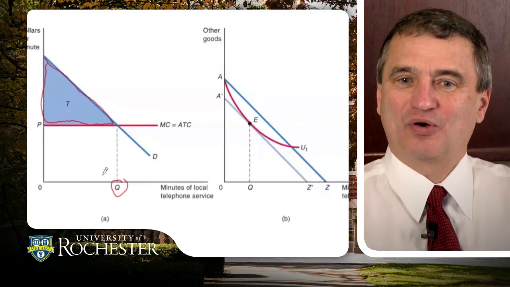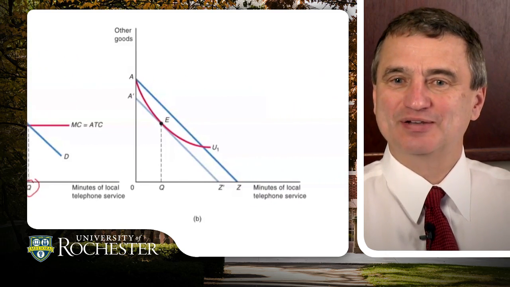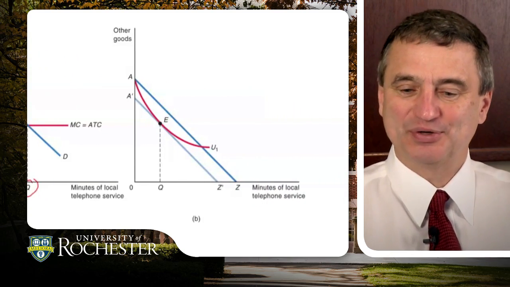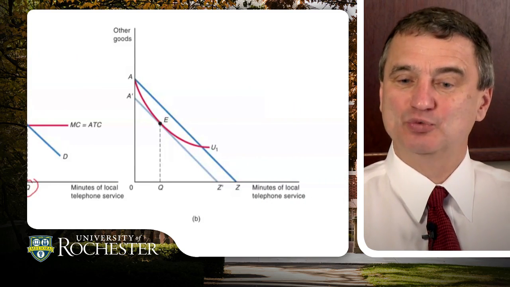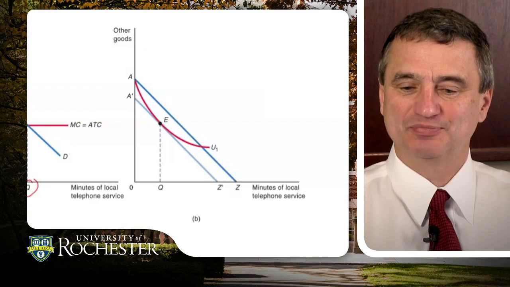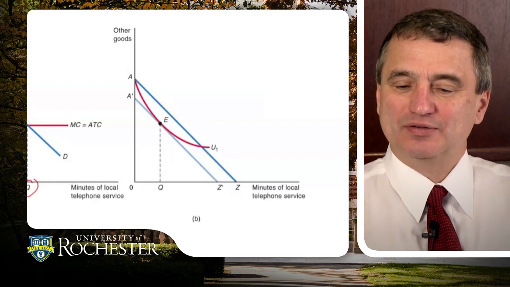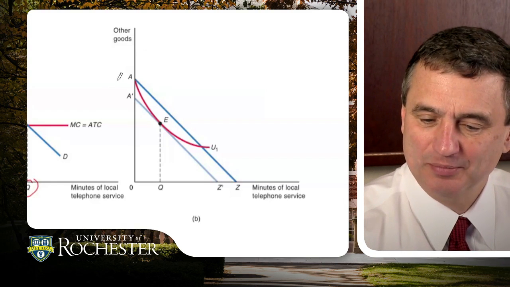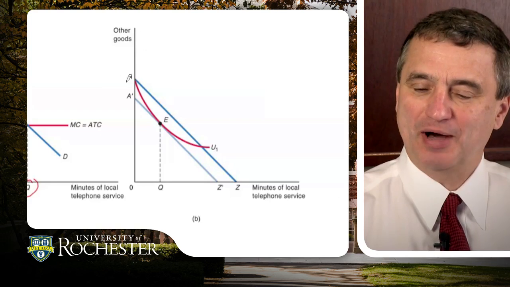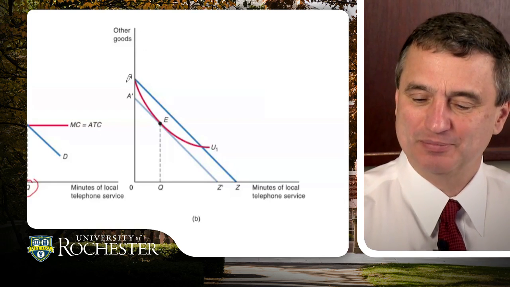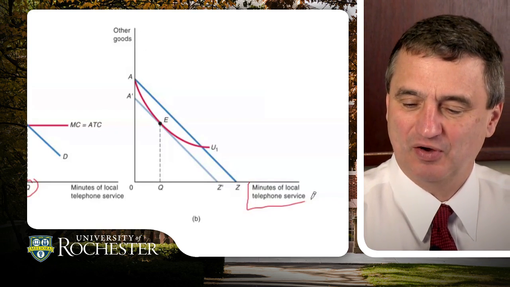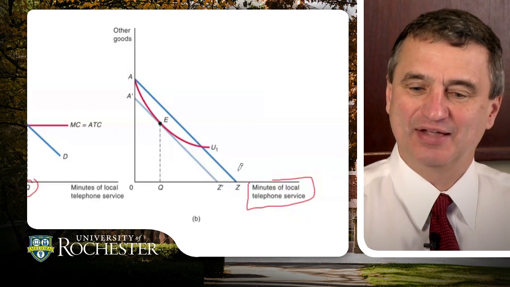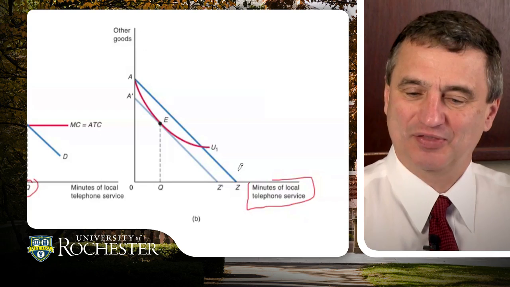Now, just to test our understanding of the budget constraint and indifference curve analysis, let's look at panel B, how we can analyze two-part pricing from that perspective. What the entry fee involves is determining, and we're using the composite good convention where we're putting minutes of local phone service on the horizontal axis and spending on all other goods on the vertical axis.